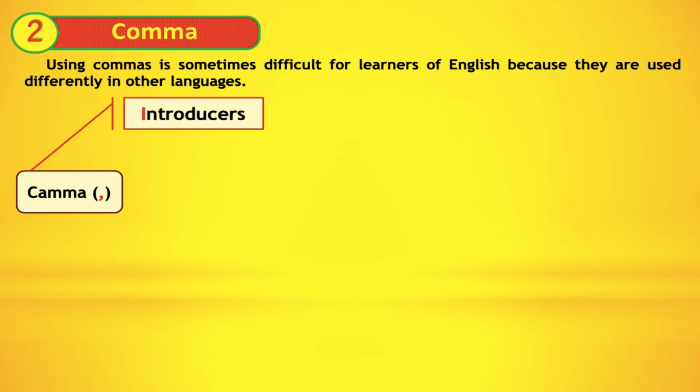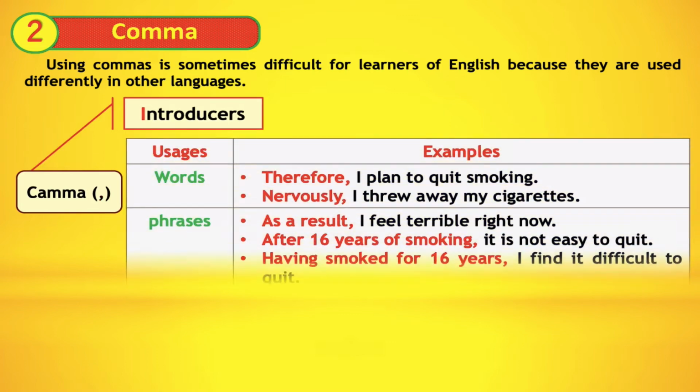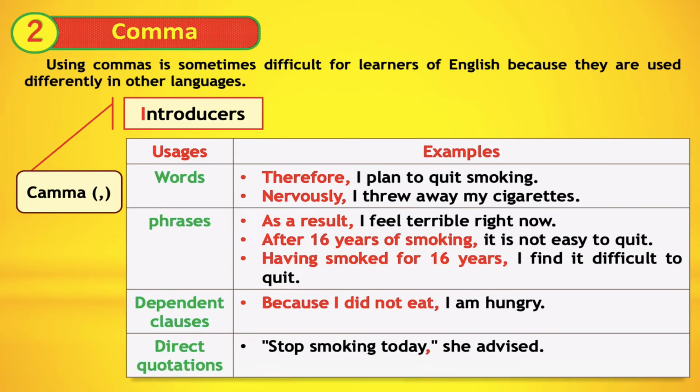Here, an introducer comma follows any element that comes in front of the first sentence, or what we call the first independent clause. As we will see in this table, you may notice that a comma can be put after words, phrases, dependent clauses, and direct quotation. And for direct quotation, keep in mind that the comma should be written here.